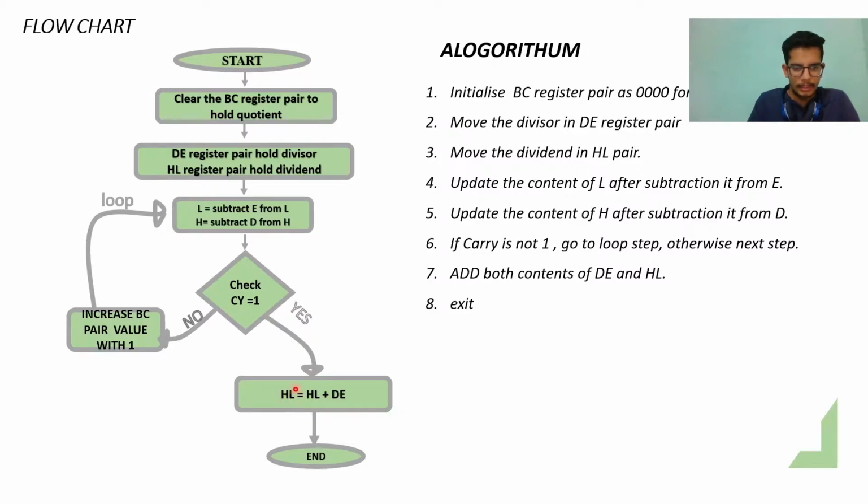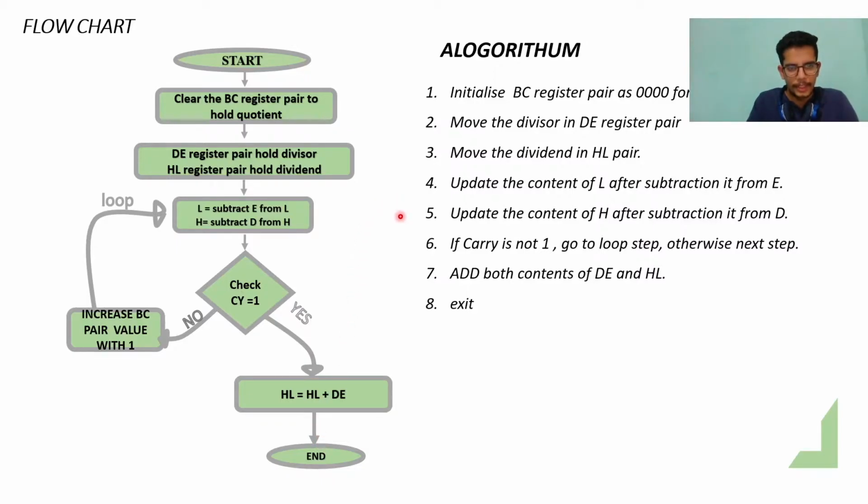Now in this step it will come out of the loop, and as we want our HL register pair to act as the remainder, to hold the remainder content in the HL pair, we will add the HL content, that is our last iteration content, with the DE, that is our divisor content, into the HL, and after that we will end the program.